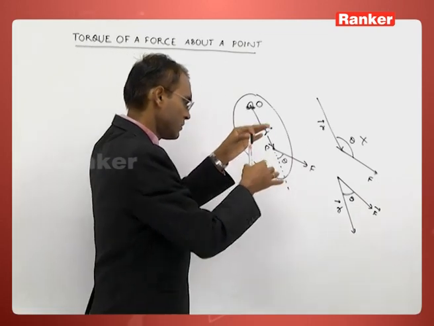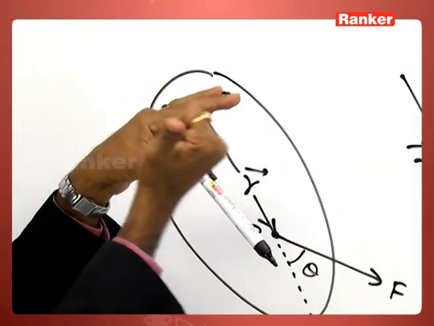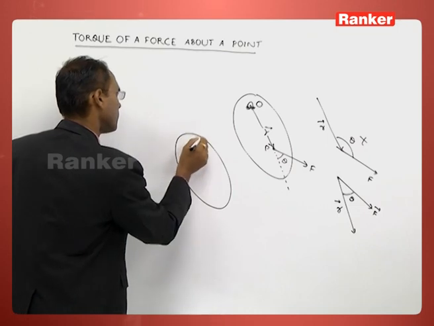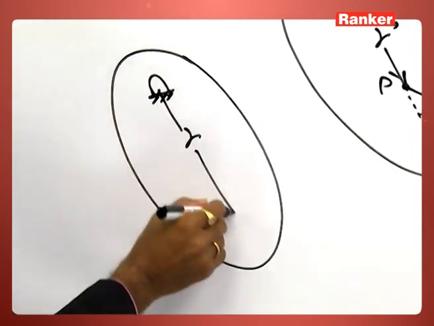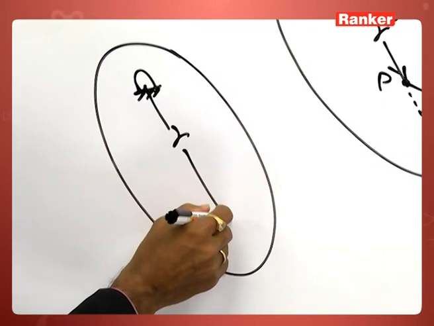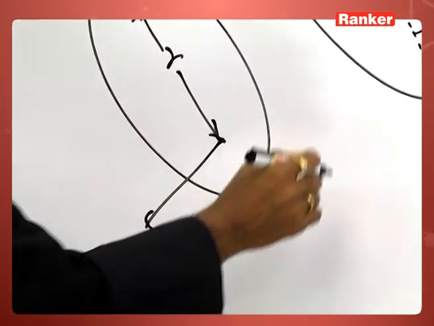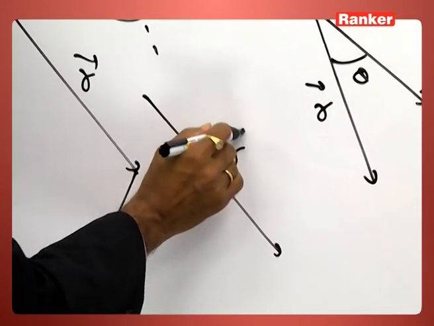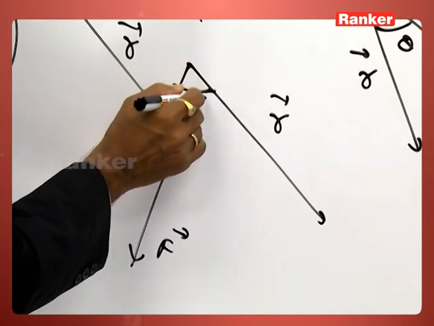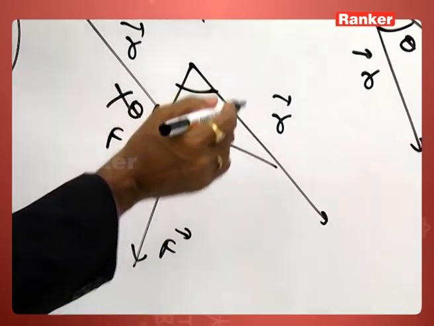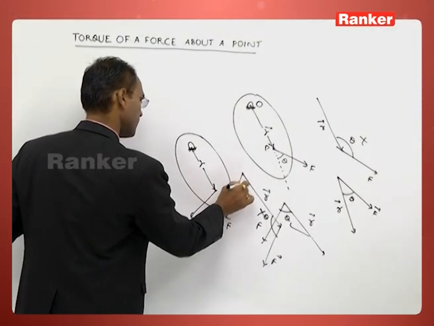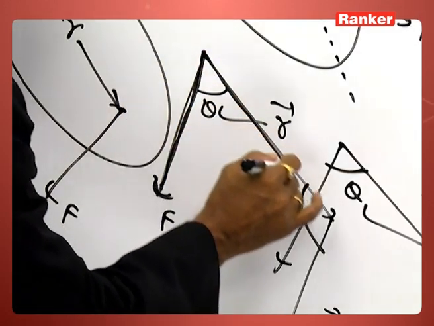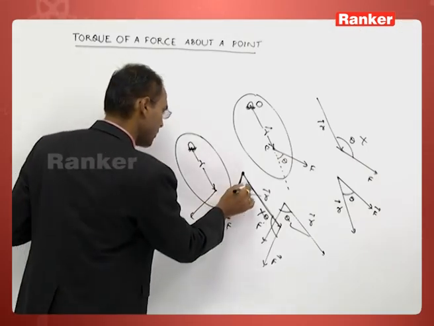When you apply the force in this way, it rotates in the anti-clockwise sense. When you apply the force in the opposite sense, in this sense, this is R, this is F. The angle between these two vectors is theta. This is not theta, this is theta. This is correct, this is wrong. Bring the tails of these two vectors, the tail of the force vector and the tail of the R vector, to a point. The angle between these two vectors is theta.